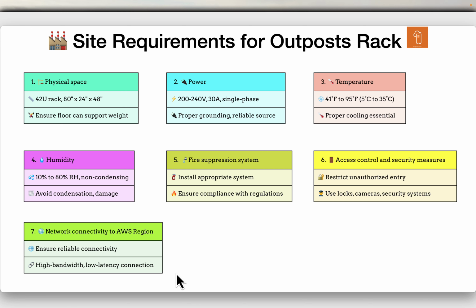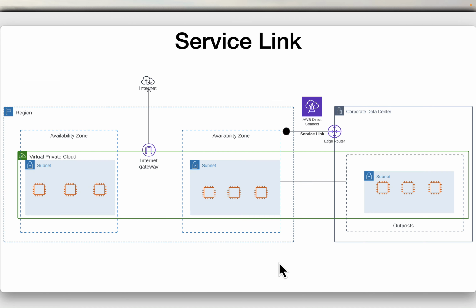Then network connectivity to AWS region. Ensure reliable network connectivity between the Outpost rack and the AWS region. A dedicated high bandwidth low latency connection is recommended for optimal performance and data transfer.